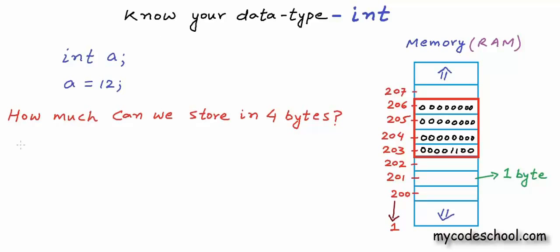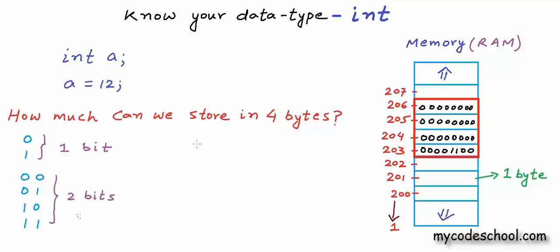How much can we store in 1 bit? We can have only 2 possible values in 1 bit, 0 and 1. Now how much can we store in 2 bits? With 2 bits we can have 4 possible values: 00, 01, 10 and 11.